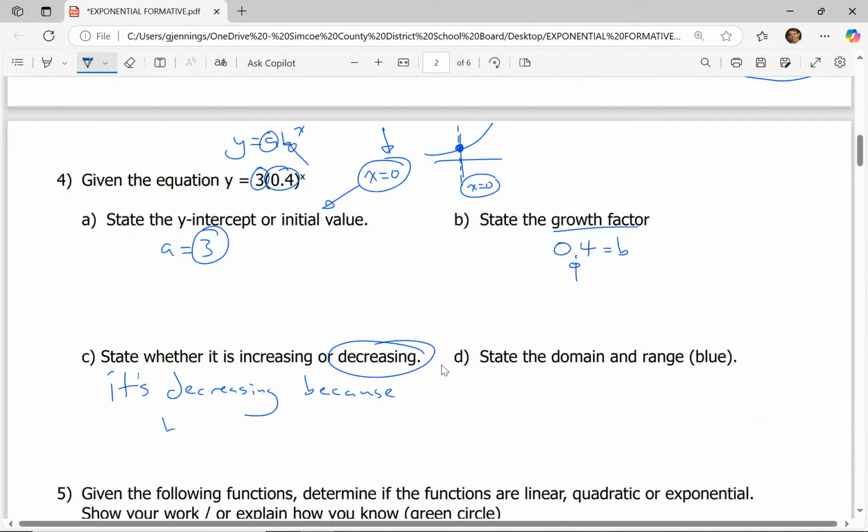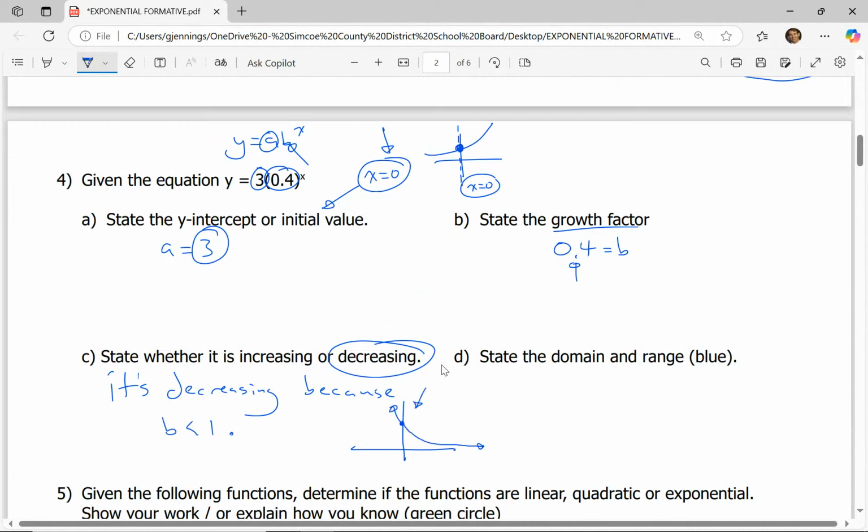It's less than 100%, so it's going to go down. A sketch would look like this. It starts up here at 3 and goes down pretty quickly and approaches 0 and then goes along 0 really close and then goes up that way.